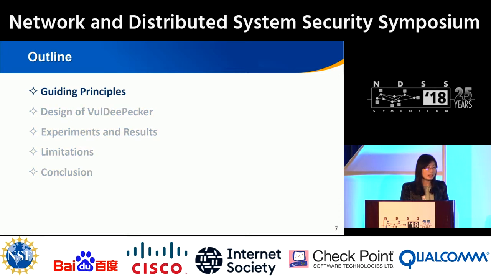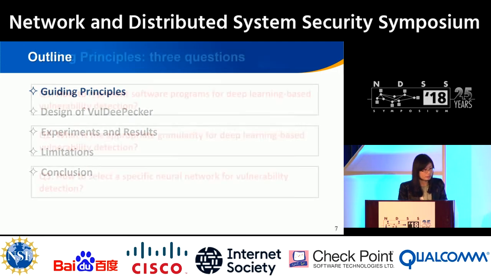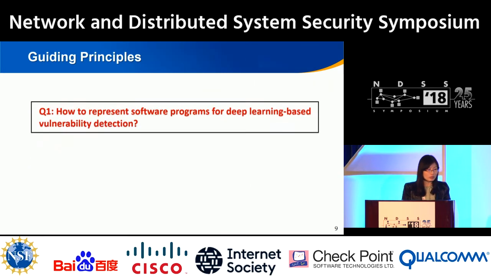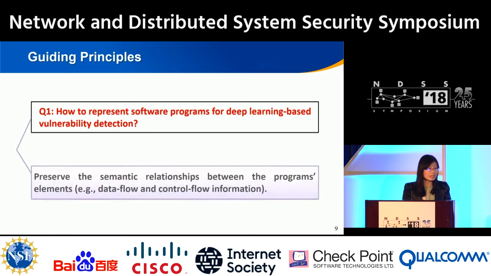Now, let's start with guiding principles. Guiding principles mainly focus on 3 fundamental questions. The first is how to represent software programs for deep learning-based vulnerability detection. Programs should be transformed into some intermediate representation that can preserve the semantic relationships between the program's elements, such as data dependency or control dependency.